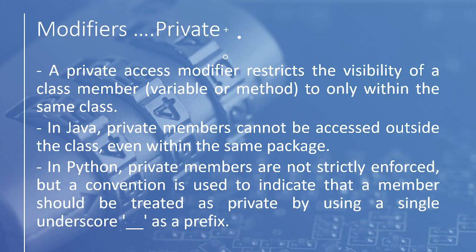Okay, then come to private. Let's talk about the private modifier. Actually, it restricts the visibility of a class member or a method, you can say, to only within the same class. It is more or less like default, but default is more powerful. It has more protection than any other. Okay, so a private access modifier restricts the visibility of a class member.